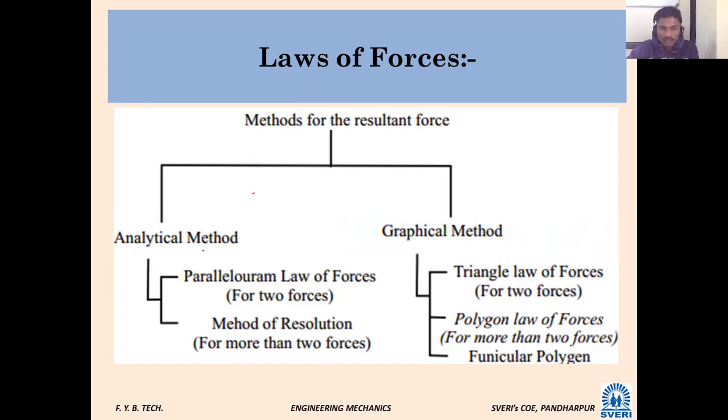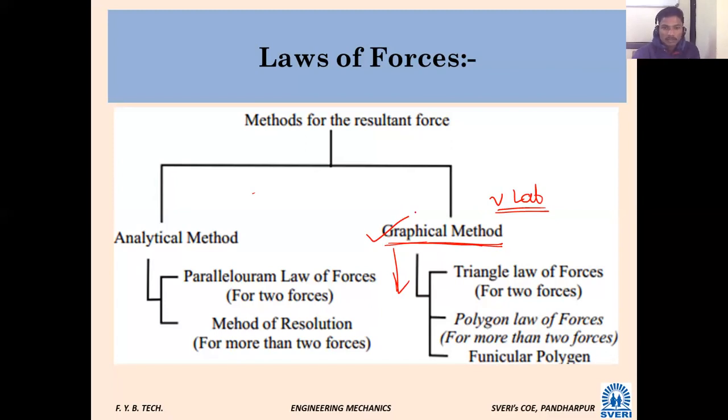Coming back to the syllabus, there are certain methods to find a resultant. Methods for resultant: one is the analytical method, another is the graphical method. The graphical method is related to practical work. If the situation permits and you come to college, we will see this graphical method in our lab. Otherwise virtual: I am going to show on the computer how the experiment can be performed virtually.